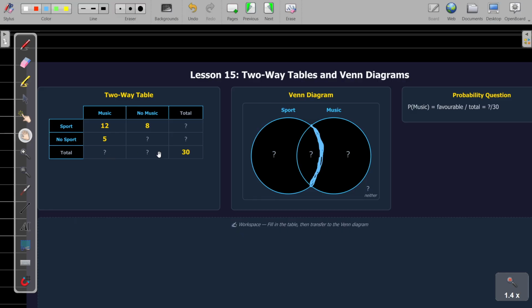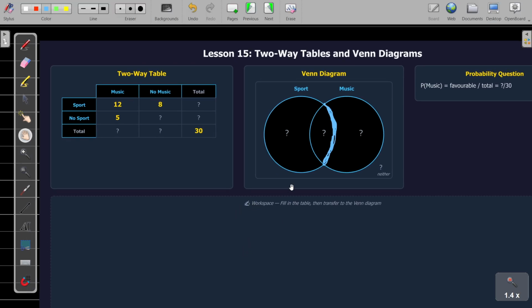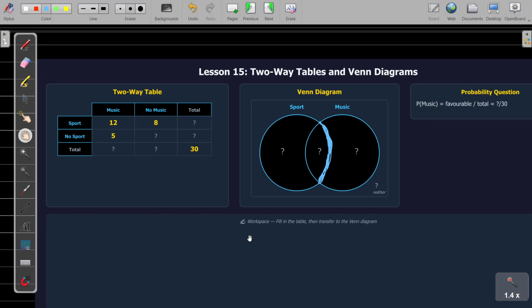Now, of course, sometimes in probability, we track two different categories at the same time. So, for example, surveying a class on whether they play sport or whether they play an instrument. To make sense of overlapping data, we use two tools. One is called a two-way table, and the other is the Venn diagram.